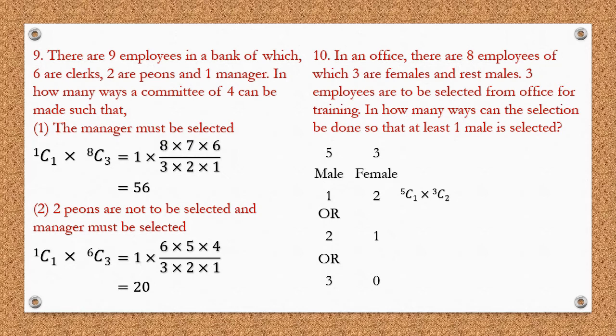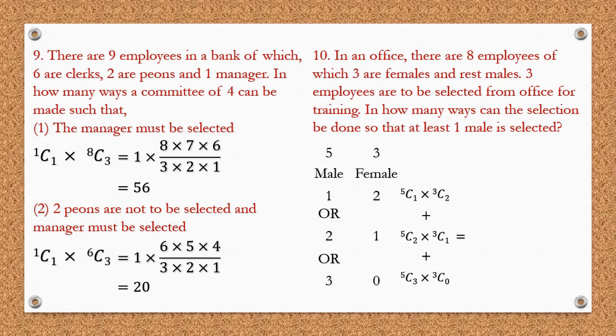Okay, simple. Plus, or means plus, out of 5 males 2 males, and out of 3 females 1 female, that is 5C2 into 3C1, or 5C3 into 3C0. So this way, whenever the question is about at least or at the most, we have many options, and between these options we have to add these combinations. So this way you have to apply your brains to decide which kind of combination values you will get.